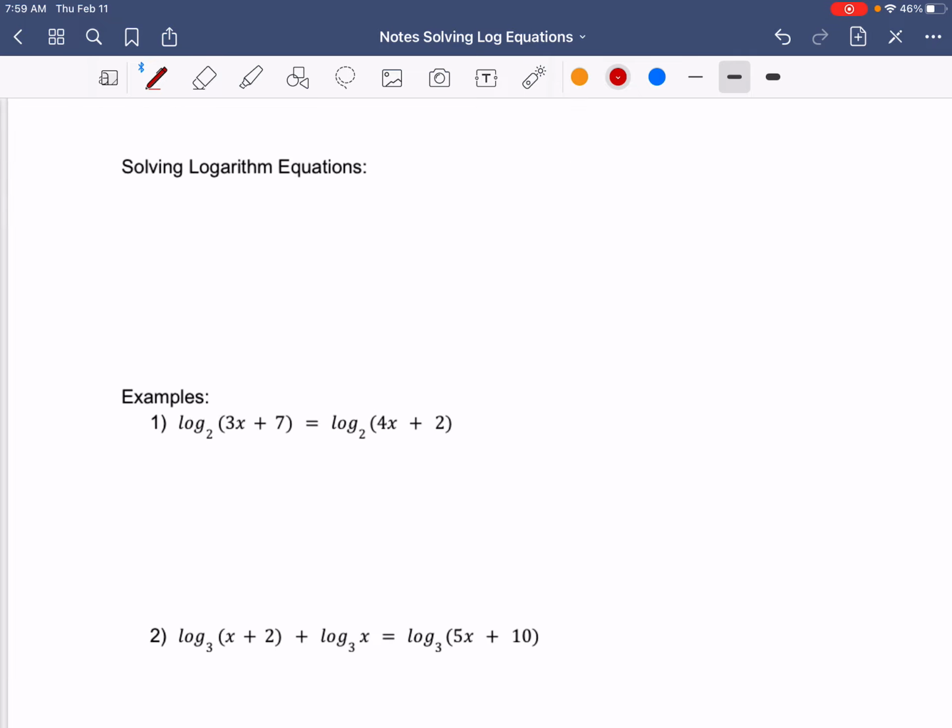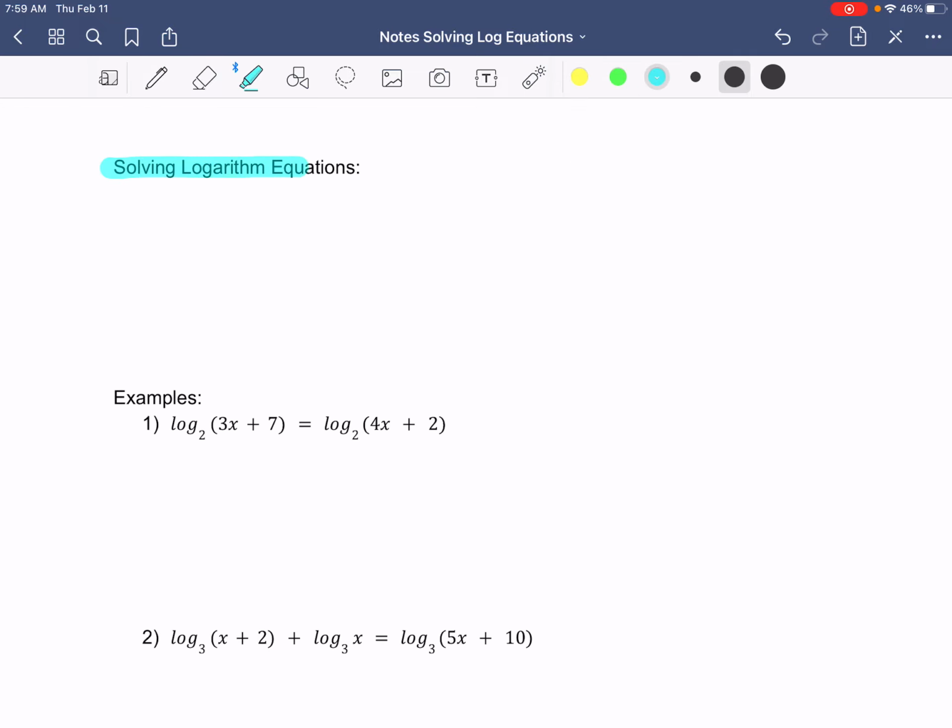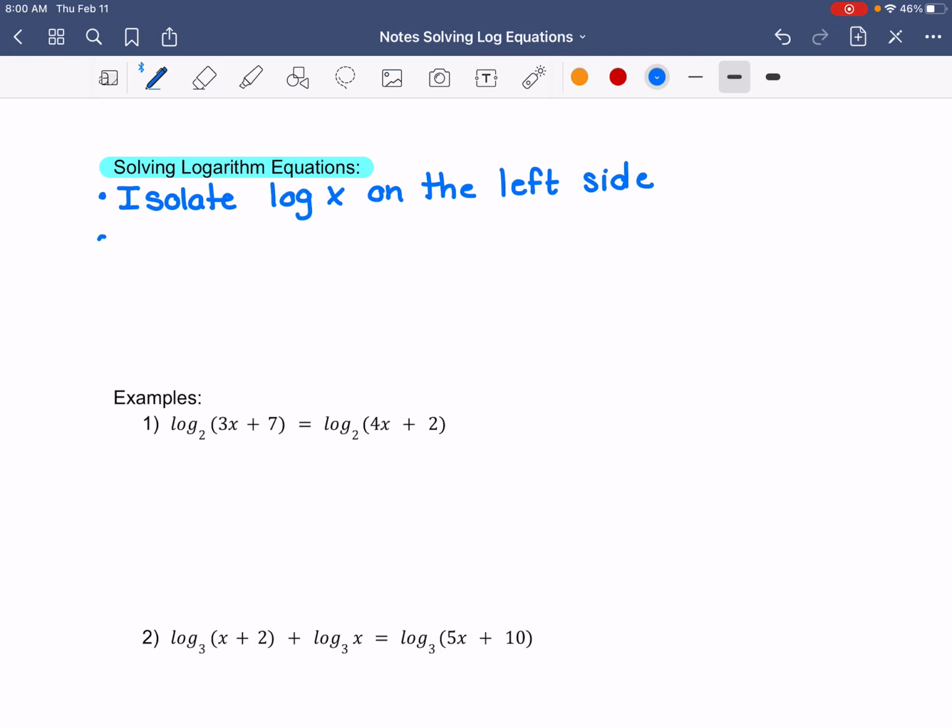Let's talk about solving log equations now. So solving log equations, we'll have some steps. The first thing is going to be really similar to what we did for those last ones. You just isolate the log on the left side. We won't be able to solve it using logs because there's going to be an x, so we can't use our calculator. So you're going to change to exponential form with the loop trick.